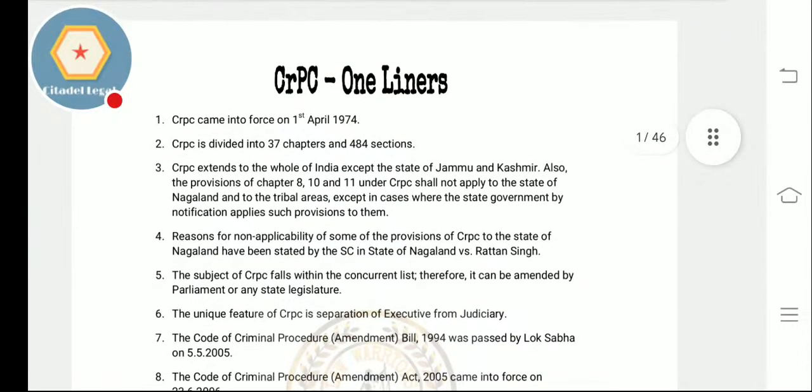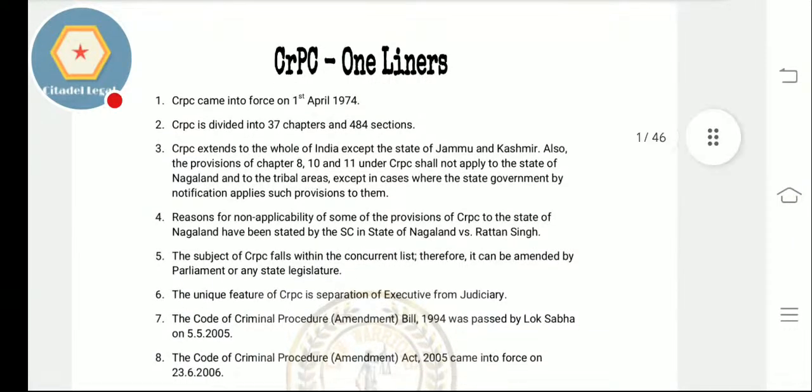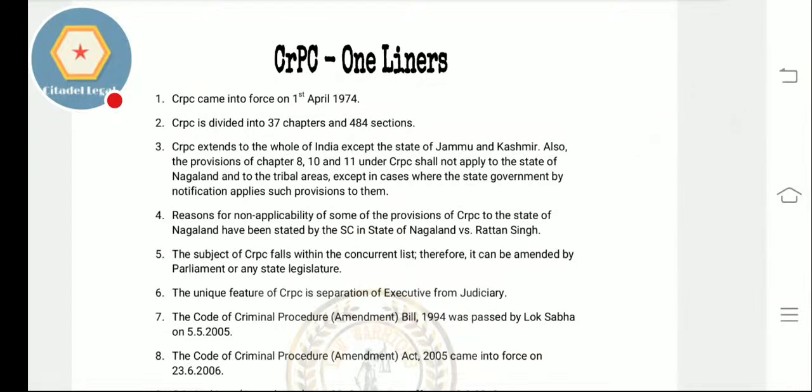Okay, now CrPC one-liners. Now question number 1. CrPC came into force on 1st April 1974. 2. CrPC is divided into 37 chapters and 484 sections. 3. CrPC extends to the whole of India, except the state of Jammu and Kashmir, this is omitted by the Jammu and Kashmir Amendment Act 2019.